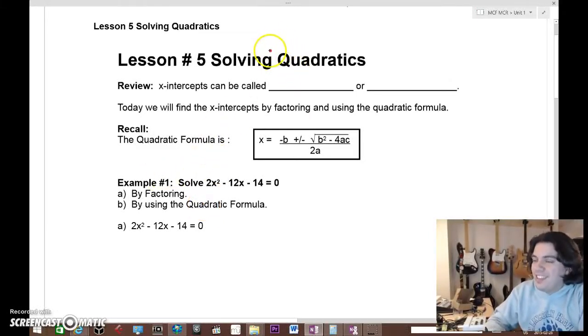This is my third attempt at this lesson. I keep making grievous errors, but I'm going to get it right this time.